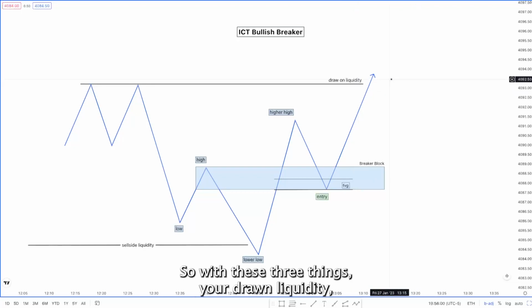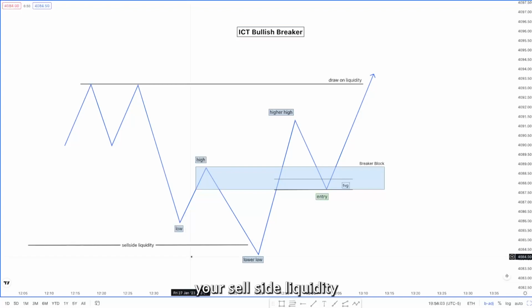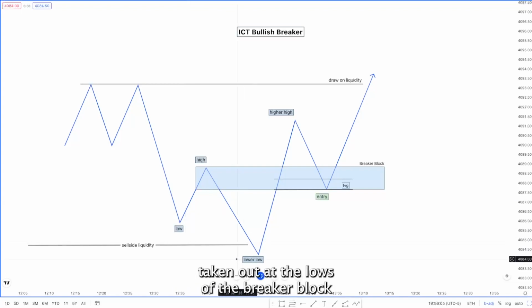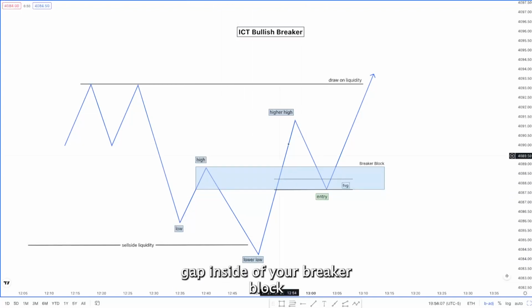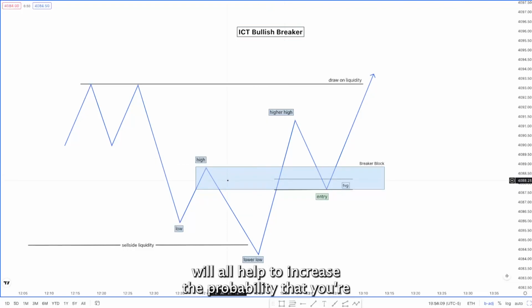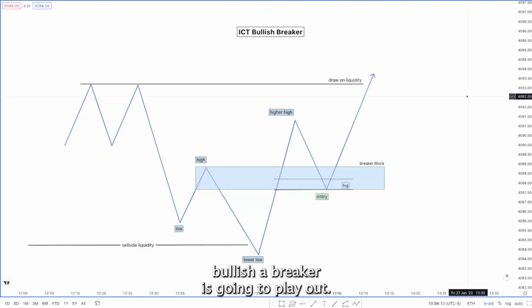So with these three things, your drawn liquidity, your sell side liquidity taken out at the lows of the breaker block, and then your fair value gap inside of your breaker block will all help to increase the probability that your bullish breaker is going to play out.